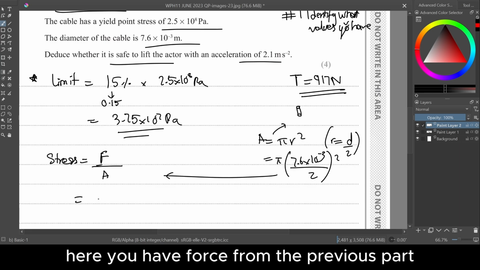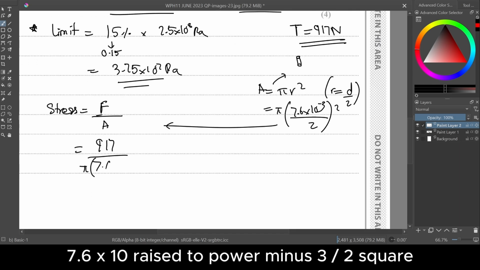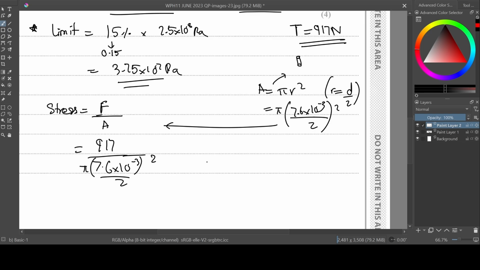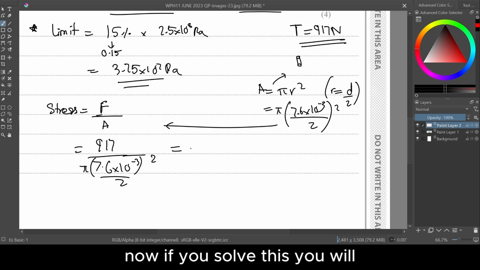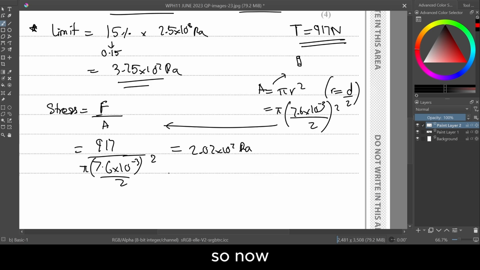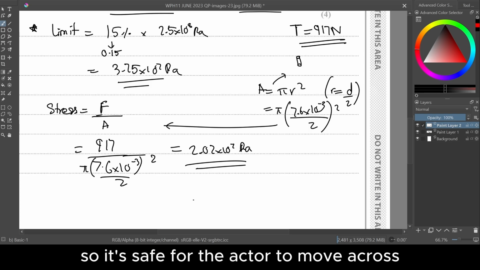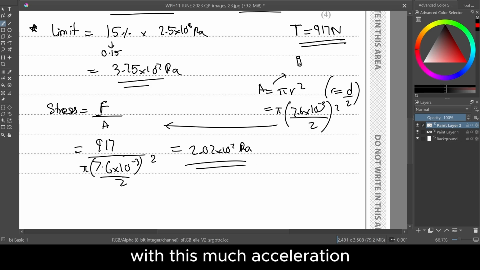Here you have force from the previous part, which is 917. Area is pi times, wait, let me go a bit more down, 7.6 times 10 raised to power minus 3 divided by 2, squared. Now if you solve this, you will get your answer as 2.02 times 10 raised to power 7 pascals. Now you can see that this value is less than this value, so it's safe for the actor to move across with this much acceleration.